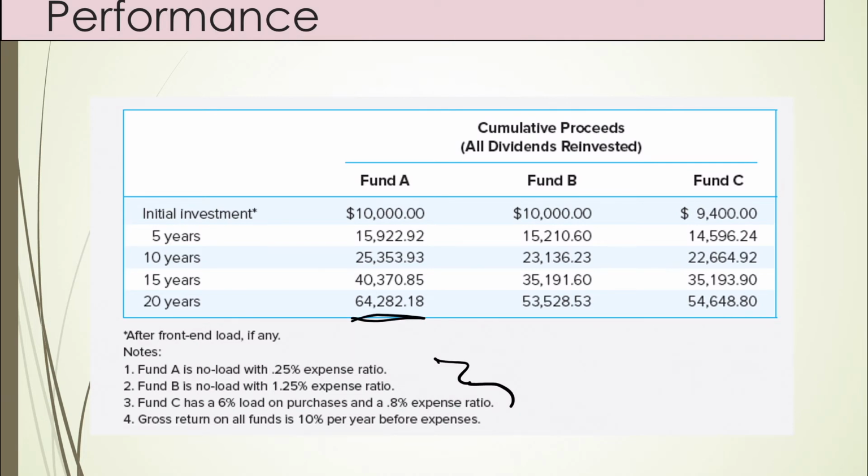This Fund A is a no load with a 0.25% expense ratio. Look at its cumulative proceeds in 20 years versus Fund B and Fund C. Now, you can't see all of the expenses.